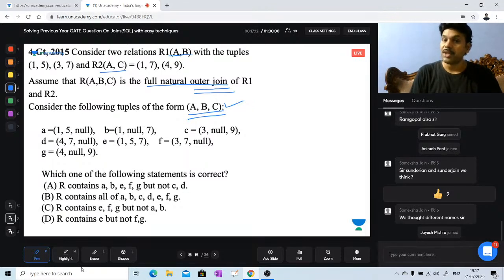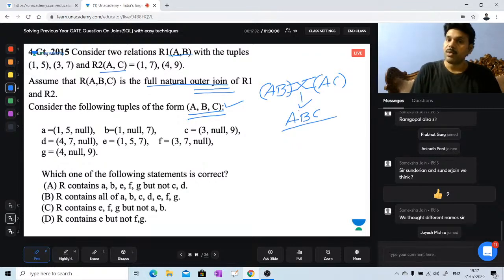So he is asking about full outer join. That's what I am writing here to better understand. This AB and this AC are merged together. So your merging becomes what? ABC. But this merging they did as a full outer join merging. So in full outer join, what are the tuples you are going to get in ABC? Please understand carefully. How many tuples are you going to get after merging ABC? ABC is nothing but a full outer natural join.